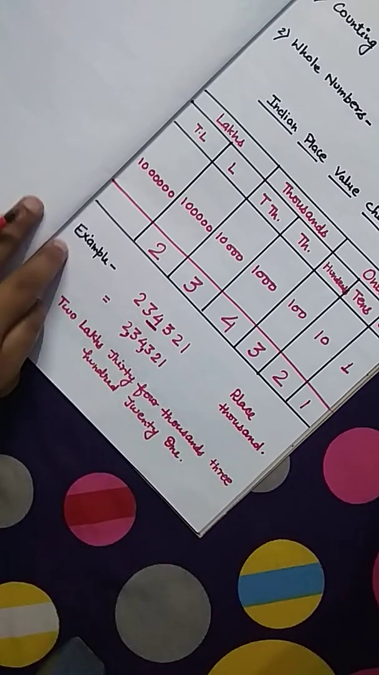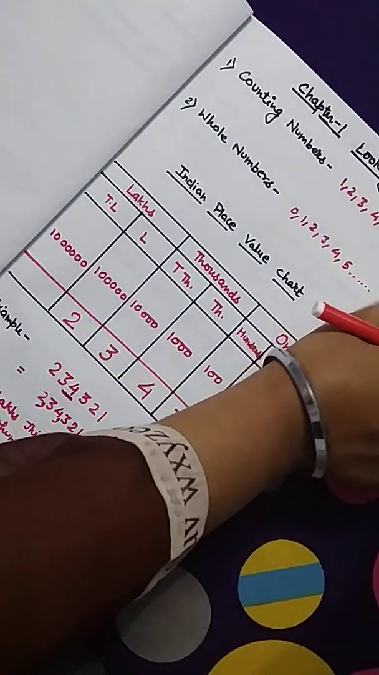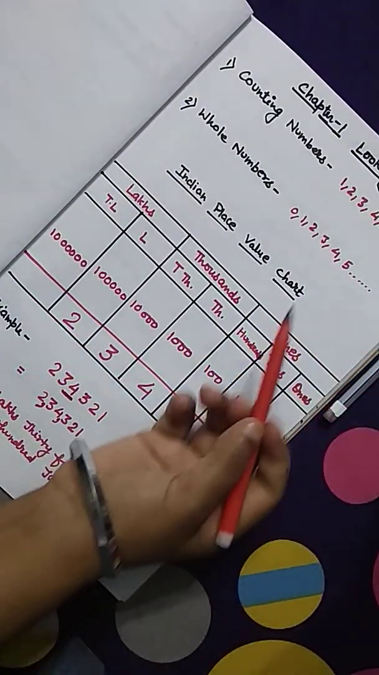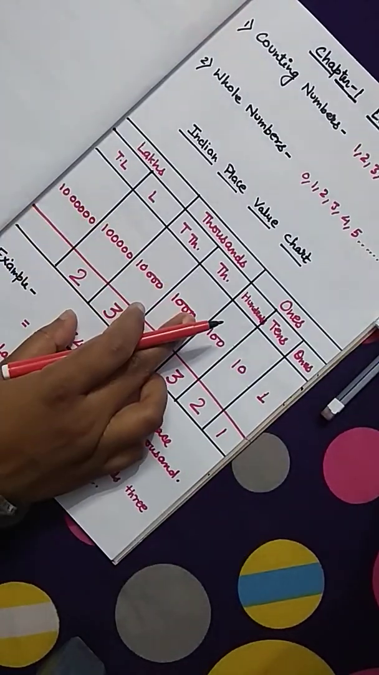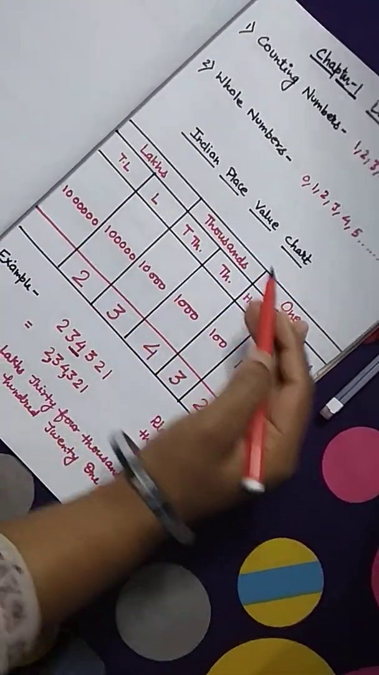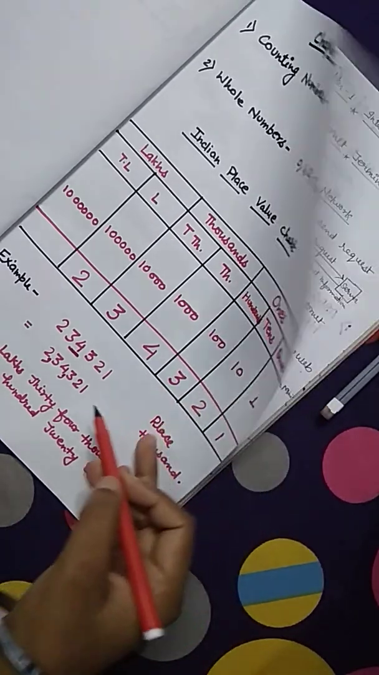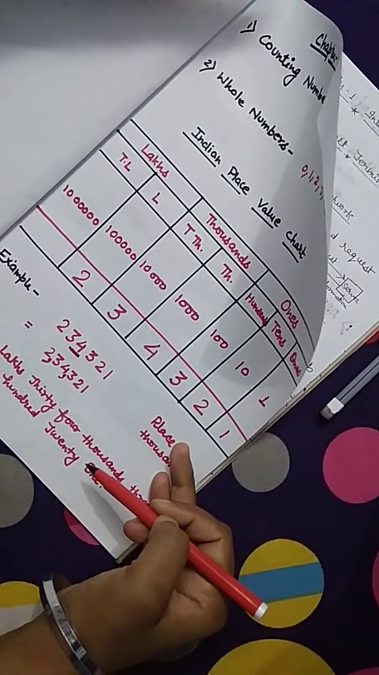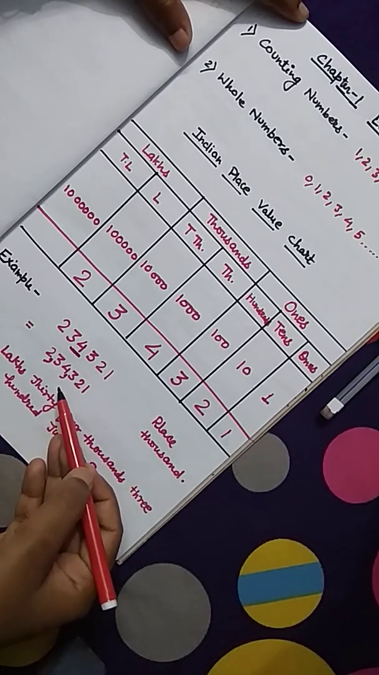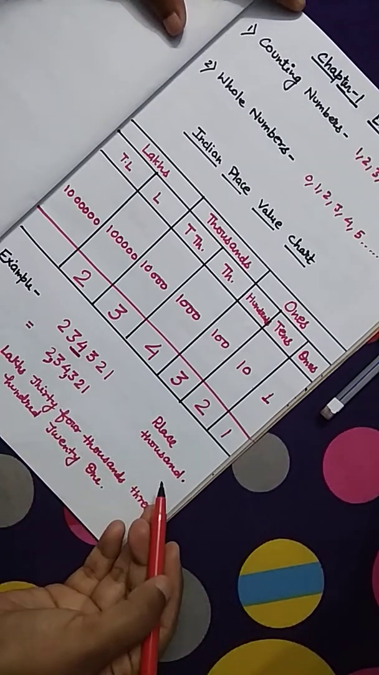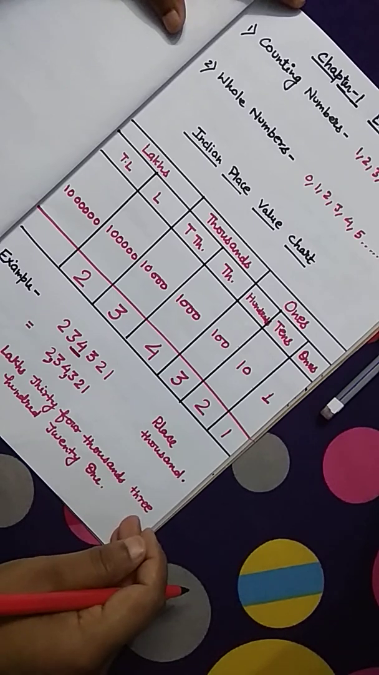So students, this way we have quickly revised counting numbers, whole numbers, the Indian place value chart, how to write the number name, how to convert into standard form, and the place value of a given digit.